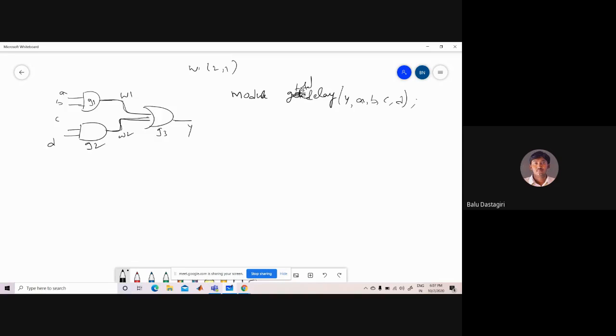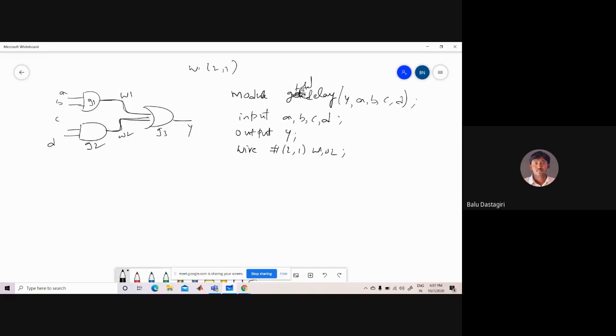After that, specify what are the inputs and what are the outputs. So specify the inputs A, B, C, D, and to specify the output, use output Y. Next, declare the wires here. Wire, with a delay of 2,1. The wires are W1 and W2.